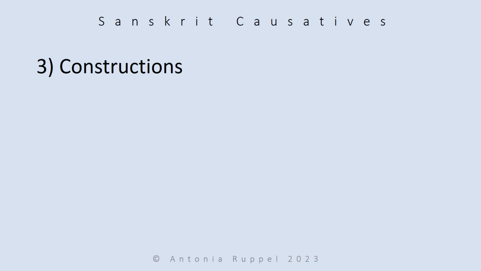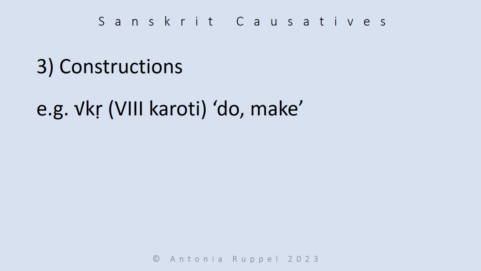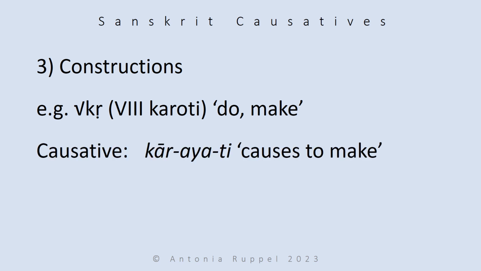Then, let us look at constructions. How do we use these forms? If you take a verb such as cur, karoti, to do, to make, you have a causative karayati. Notice again we have cur not in guna but in vrddhi, because if we just had guna, karayati, we would have a light first syllable, ka. We want a heavy syllable, and so we have karayati. And this then means causes someone to make something.